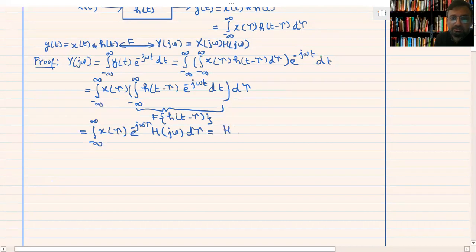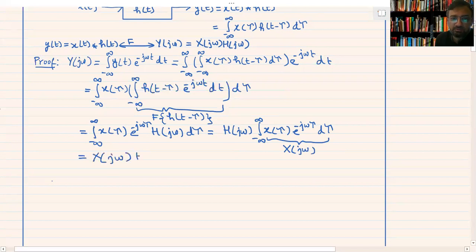Now we can pull H(jω) out of this integral and we are left with x(τ) times e to the minus jωτ times dτ. And this whole thing is the Fourier transform of x(t). And here we have the proof of this property. The Fourier transform of convolution of x(t) and h(t) is equal to the product of the Fourier transform of x(t) and the Fourier transform of h(t).